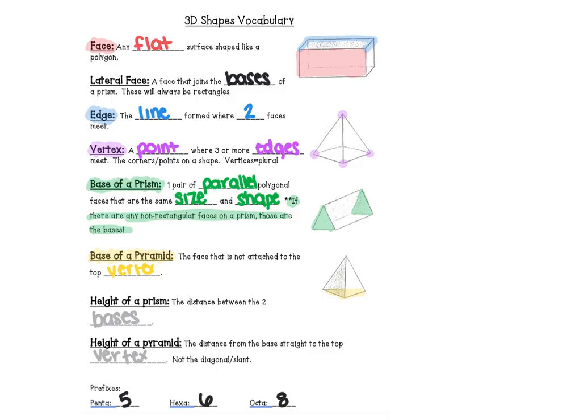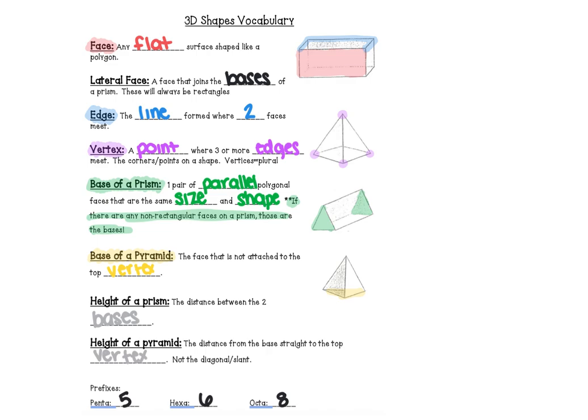So our side faces. How many rectangular side faces does this have? 3. So this would have 3 lateral faces. This one, how many rectangular lateral faces would this have? 6. The base has 6 sides, so it's going to have 6 sides going around it. Those are our lateral faces. Okay, edges we said are the lines. Vertices are the points. We've talked about bases.